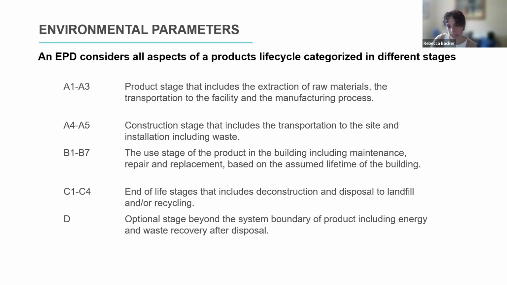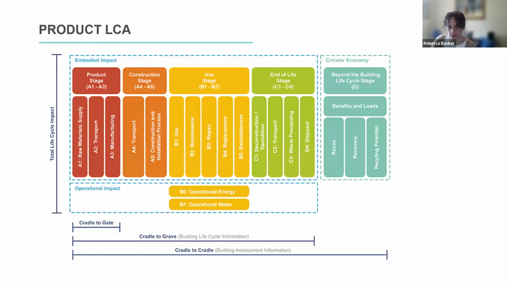And then the final gate, the D gate, is an optional stage where the LCA attempts to quantify the benefits and loads that are beyond the system boundary. That's where things like the product's reuse, the product's recovery, and recycling potential, including energy and waste recovery, would all come into play. So just from a graphic representation, this is all of your gates, A, B, C, and D, relative to the different life cycles.